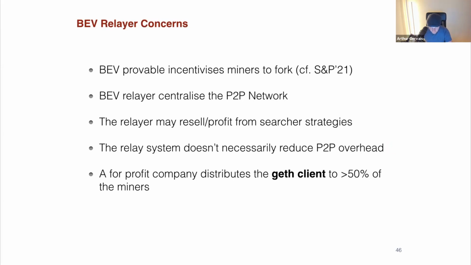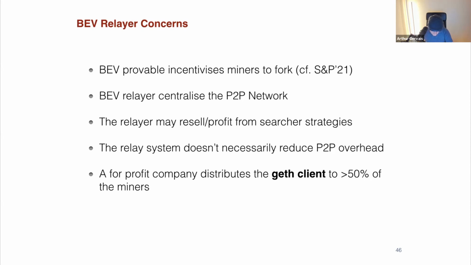And there's a claim that these BEV relayers reduce the transaction fees on Ethereum. I'm not too sure that's actually the case. I have not found any conclusive evidence that shows this. And I feel that there's still the incentive to actually propagate transactions on the peer-to-peer network, in addition to using a BEV relayer for searchers.